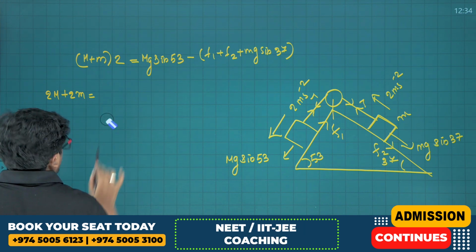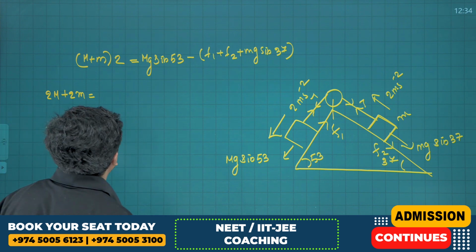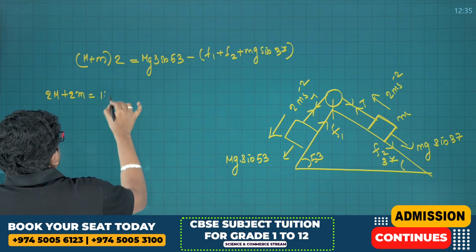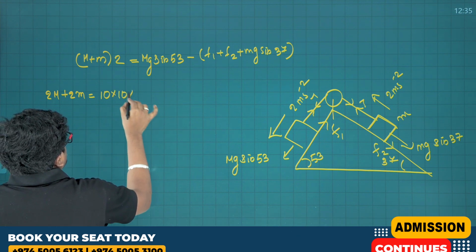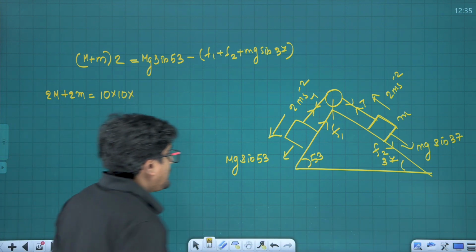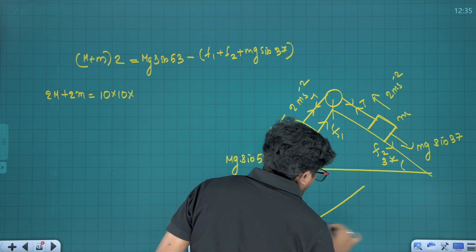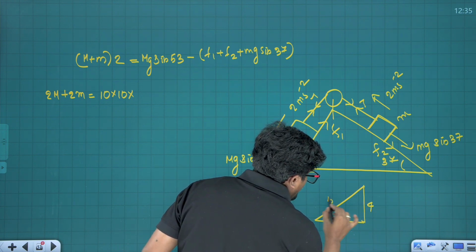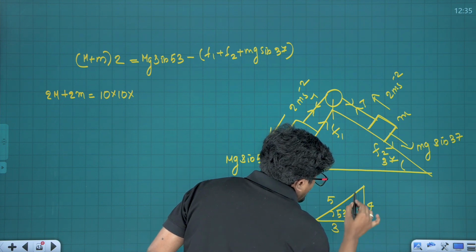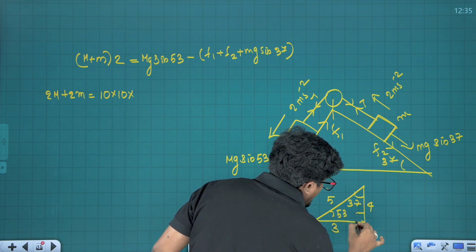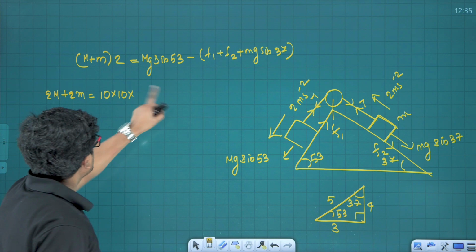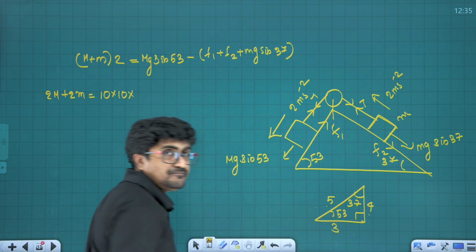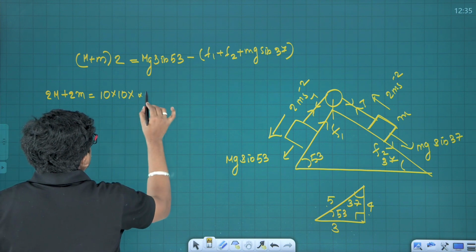Let's substitute the values here. What is capital M? Capital M was 10 and G was also 10 and sine of 53. Try to understand this case. Here this is 3, 4, 5 and here this is 53 and here this is 37 and here this is 90 degree. Now sine of 53 is supposed to be 4 by 5. I am going to substitute that here.